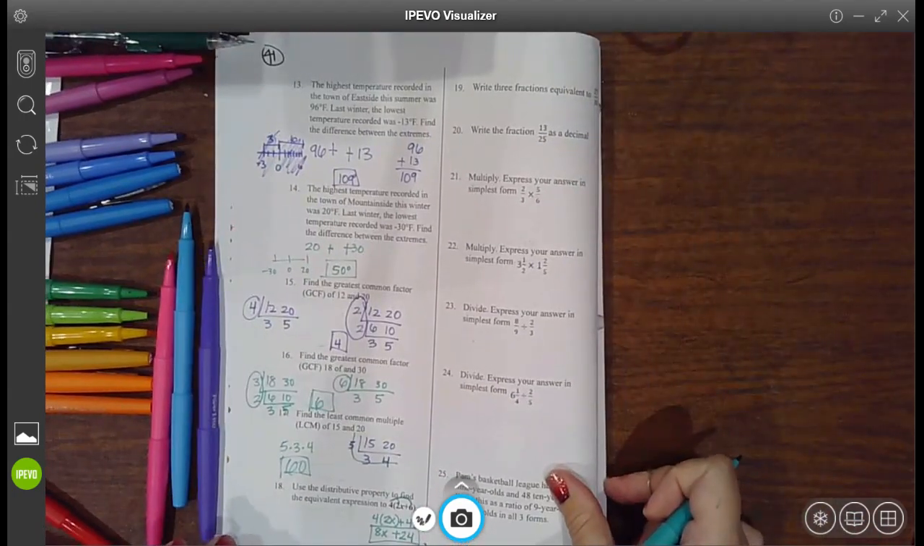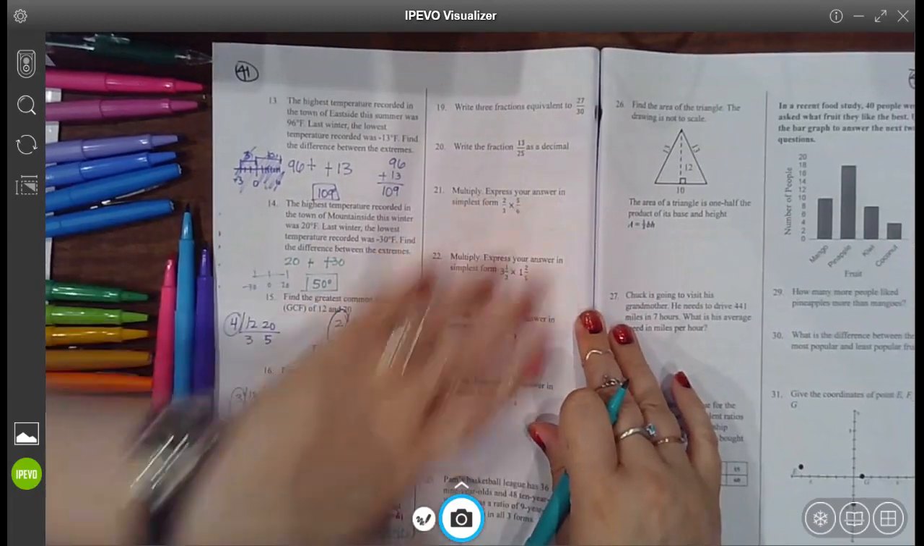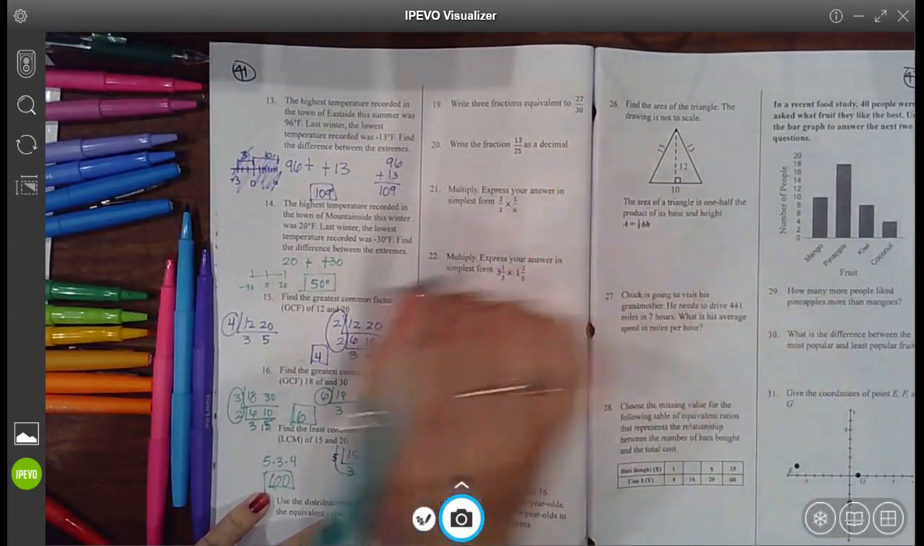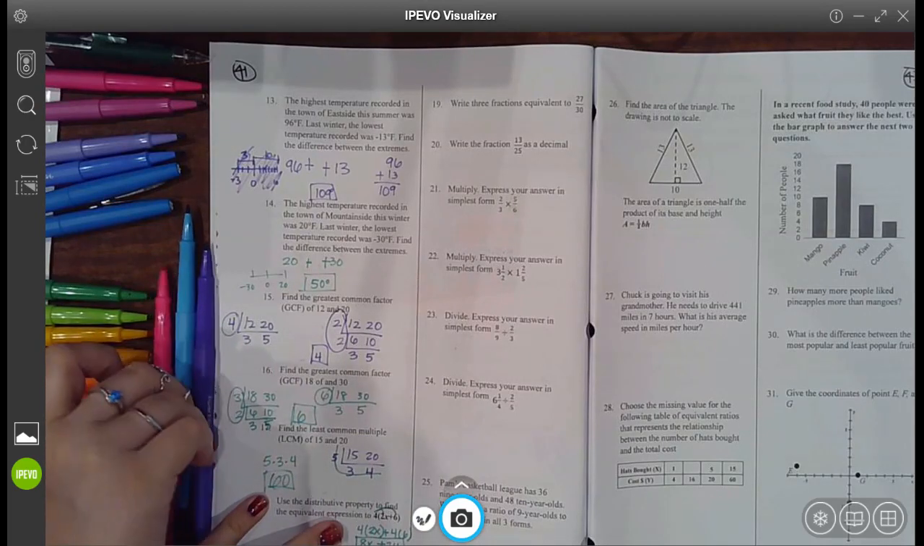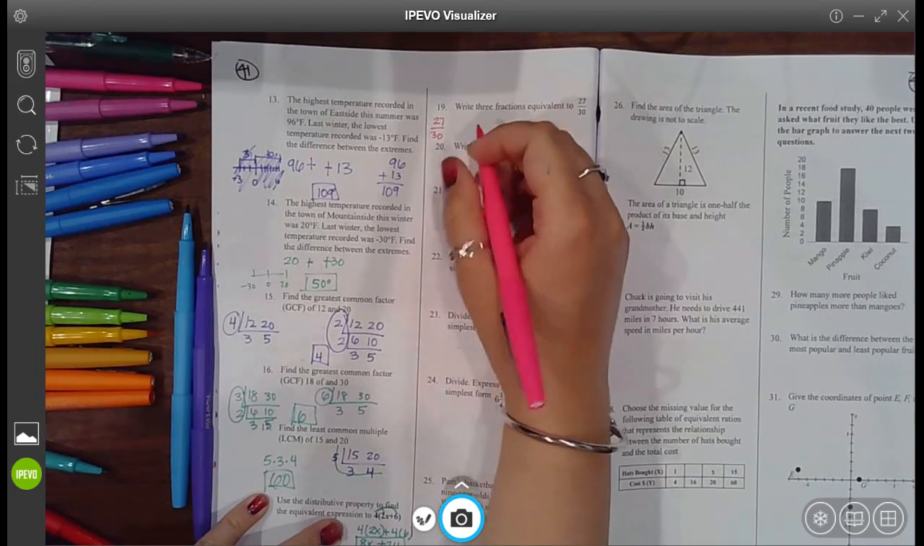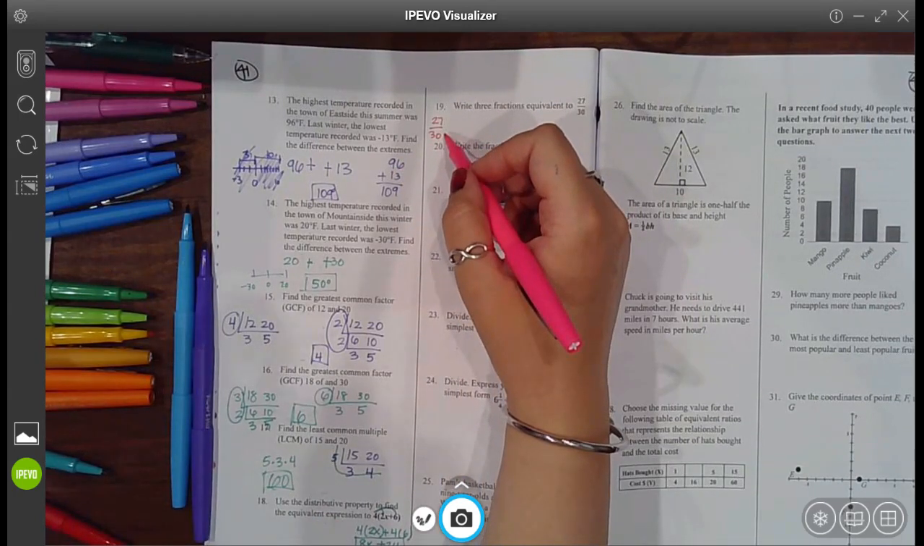All right, and I'm going to stop at 20 because that's a good stopping point. So let's try these last ones up at the top. Write 3 equivalent fractions to 27 over 30. Okay. So in order to create an equivalent fraction, as long as I multiply or divide the same number to both the top and the bottom, they'll be equivalent.